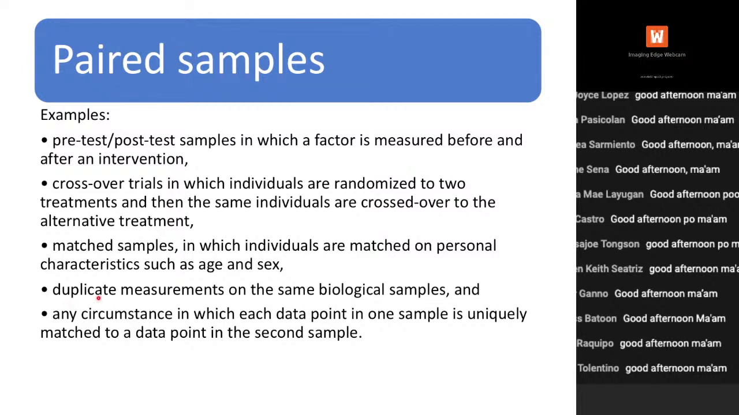Duplicate measurements on the same biological sample. So, for example, drawing out blood samples from patients on two occasions and then comparing the components. Yan. Okay? Duplicate measurements on the same biological samples. Then, any circumstance in which each data point in one sample is uniquely matched to a data point in the second sample.